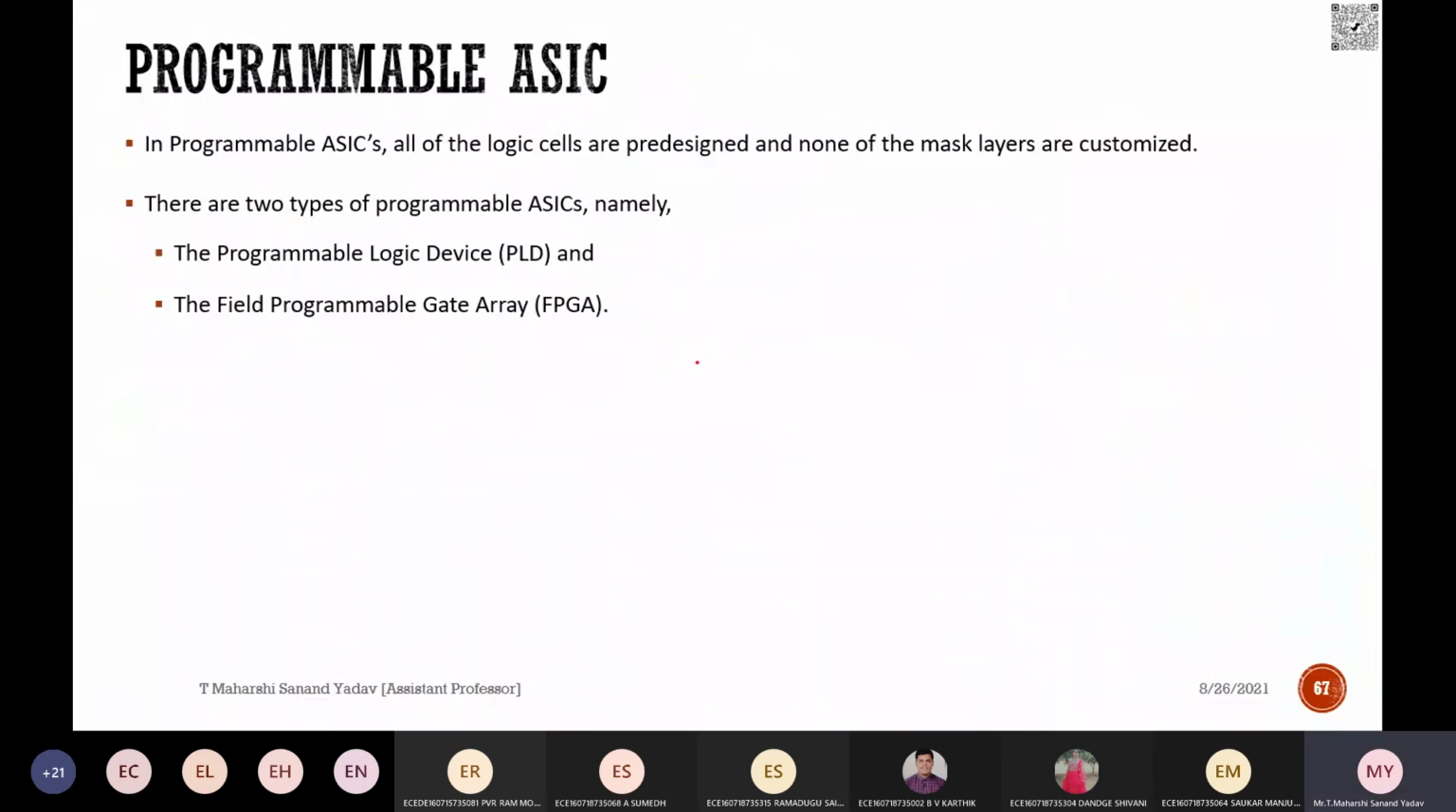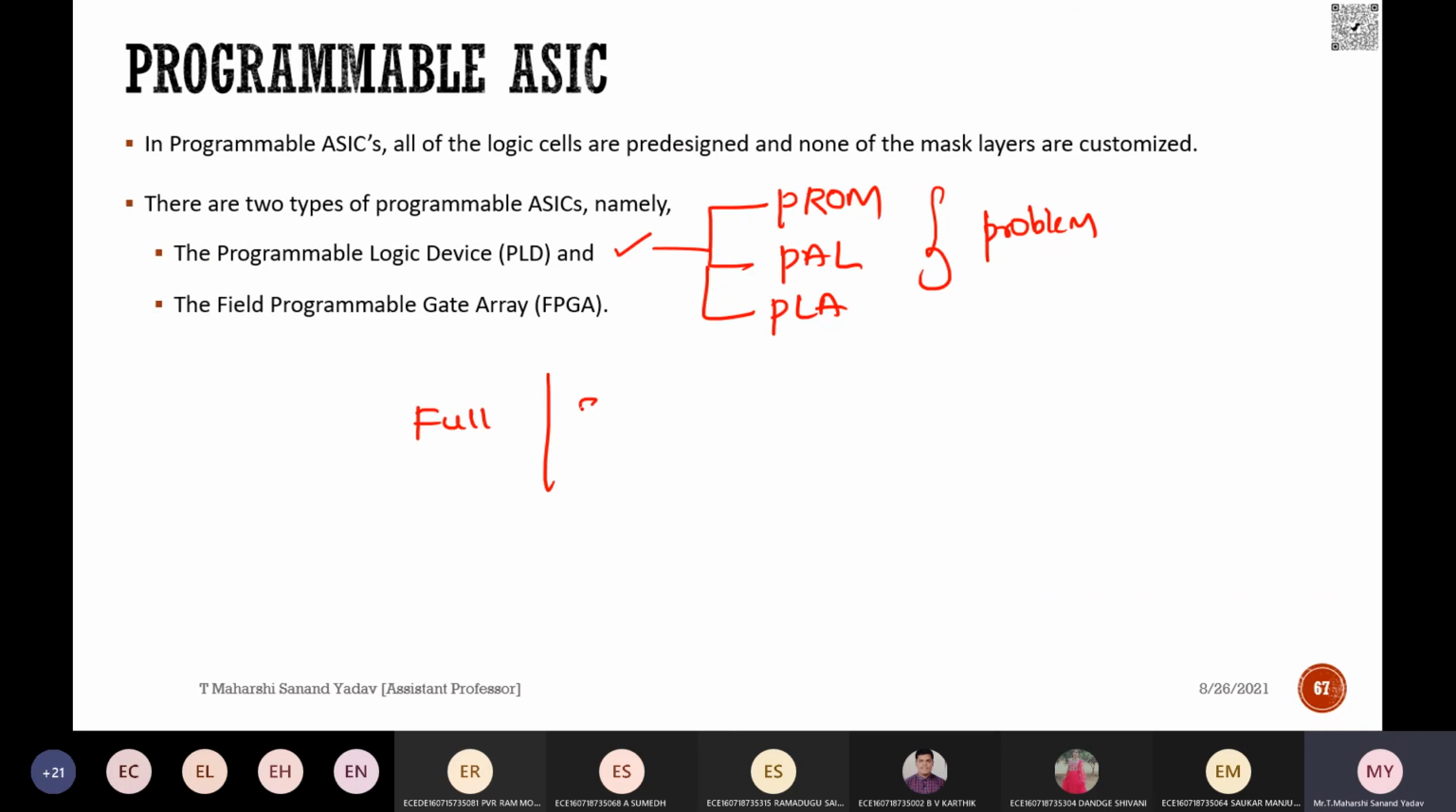Programmable ASICs is very easy. We already covered PLD. In PLDs, programmable logic devices, we have covered PROM, PAL, and PLA, and one more will be GLA. From these three, you can expect one problem. And full custom or semi-custom, one short question.